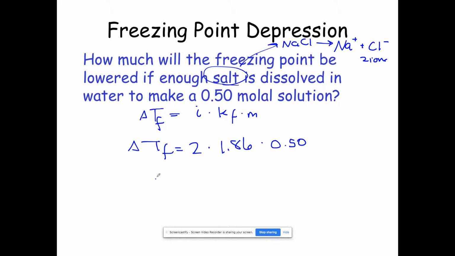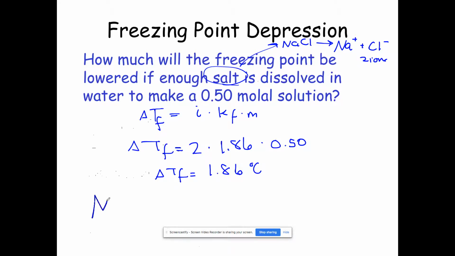So then what do we do? Multiply. Do the math. I'll wait. No, I won't wait. I just hope you do it. So your final answer is 1.86. Your final units, degrees Celsius. Now, what does that mean? That means the normal freezing point of water will be lowered by 1.86 degrees Celsius.